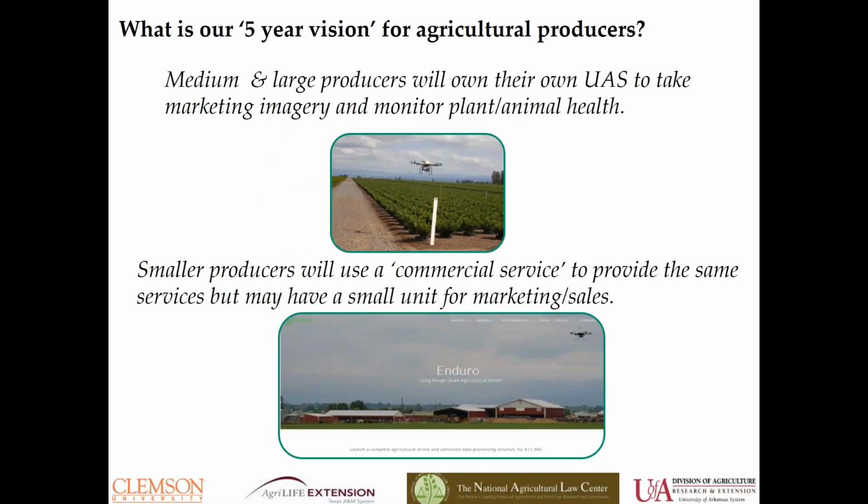As far as purchasing an aircraft, what is our 5-year vision? For medium and large agricultural producers, we anticipate that most will own their own SUAS to at least take marketing imagery and monitor plant or animal health. Smaller producers are more likely to use a commercial service to provide the same services but may have a small unit for marketing and sales.